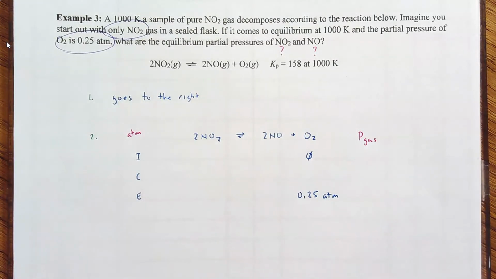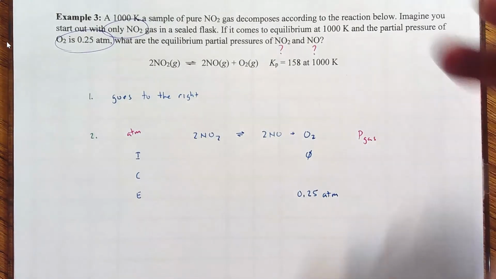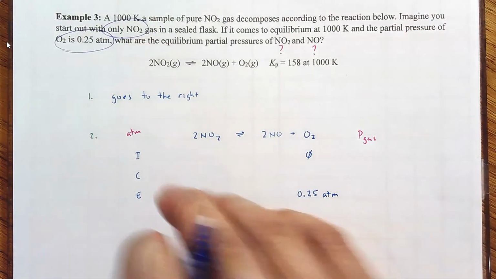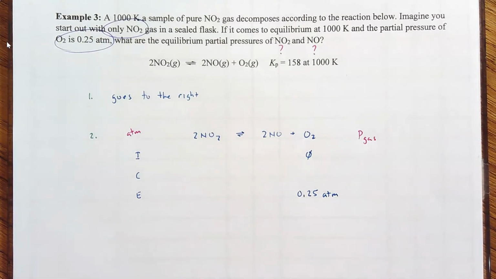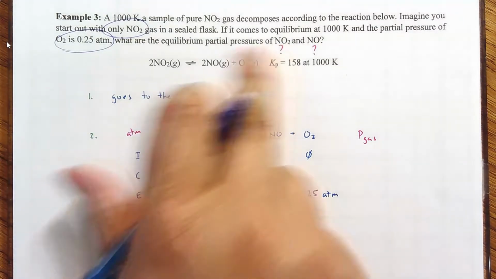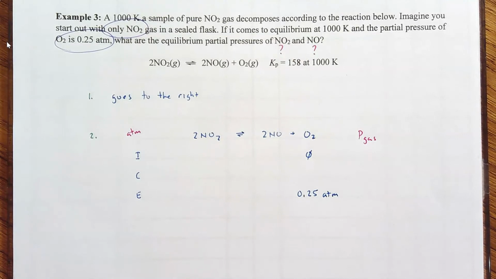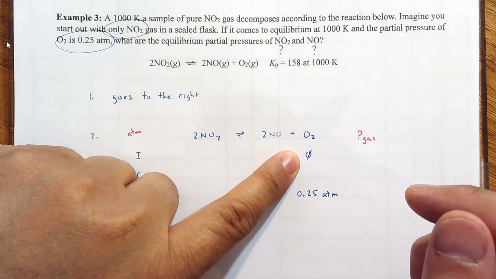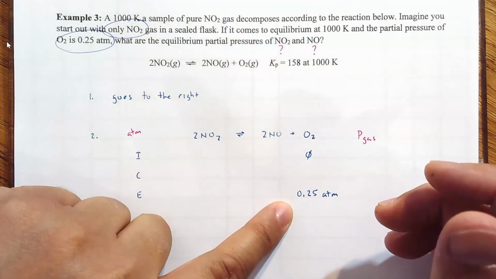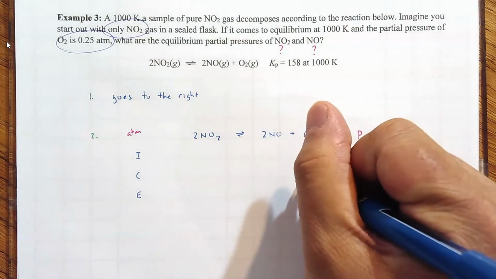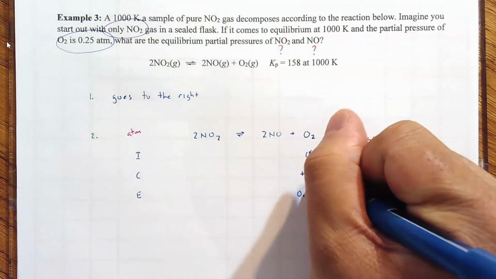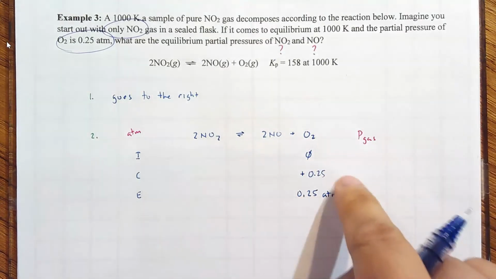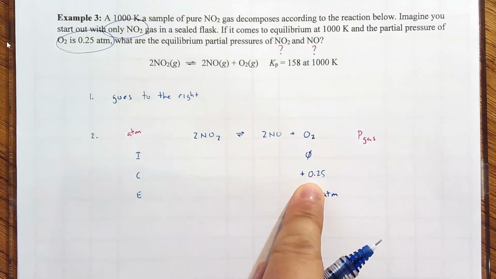Why don't you pause the video, take a look again at the problem, and see how many blanks you can fill in based on our problem. Okay. Well, because you go from 0 atmospheres to 0.25 atmospheres, we know that we added plus 0.25 atm. So we have the change.